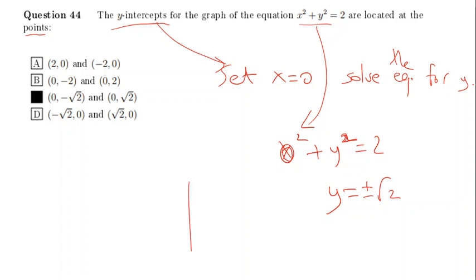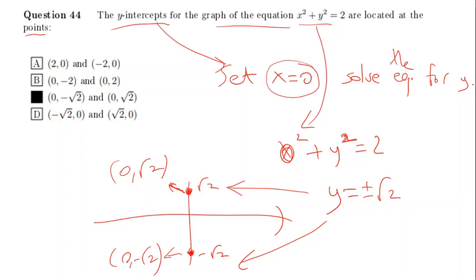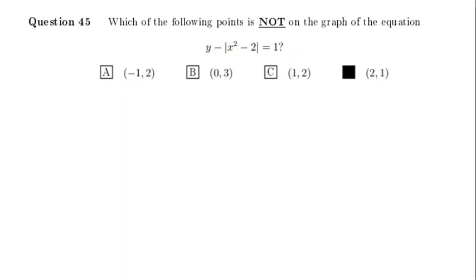What this means is the graph of this equation passes through y equal to plus square root 2 and y equal to minus square root 2. So it's asking what are the coordinates of these points. As you see, this point is (0, square root 2), and this point is (0, minus square root 2). And you can also say it from here, x in both points is already 0 because we set x equal to 0. So it will be (0, square root 2) and (0, minus square root 2).